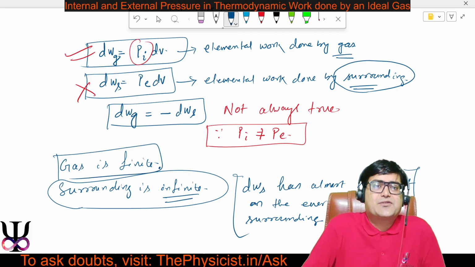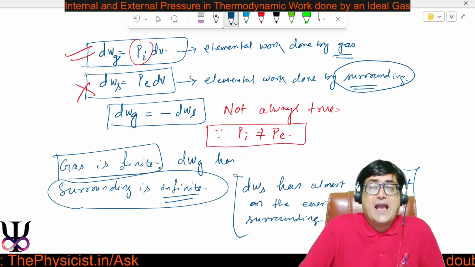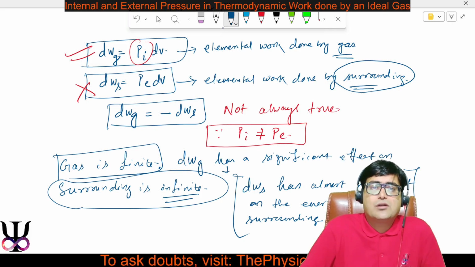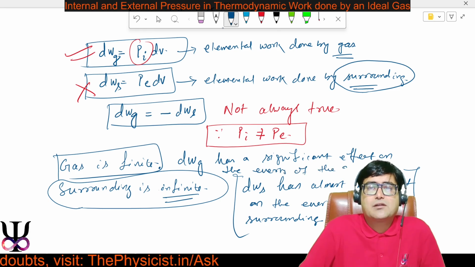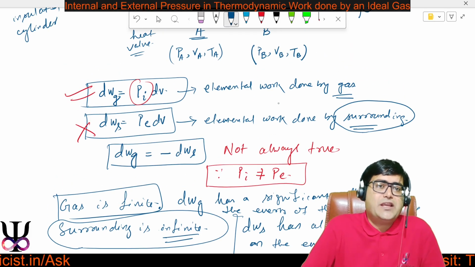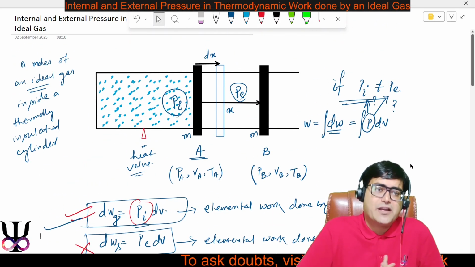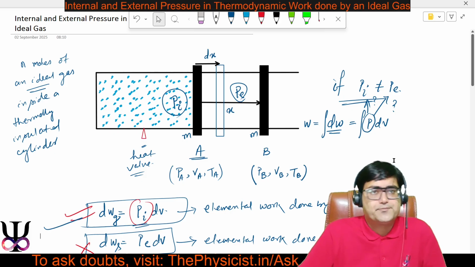Gas is finite, so that's why dW has or may have a significant effect on the energy of the gas, right? And that's why we are only going to consider the internal pressure, not the external pressure, so that we can always calculate the work done by the gas or the work done on the gas.